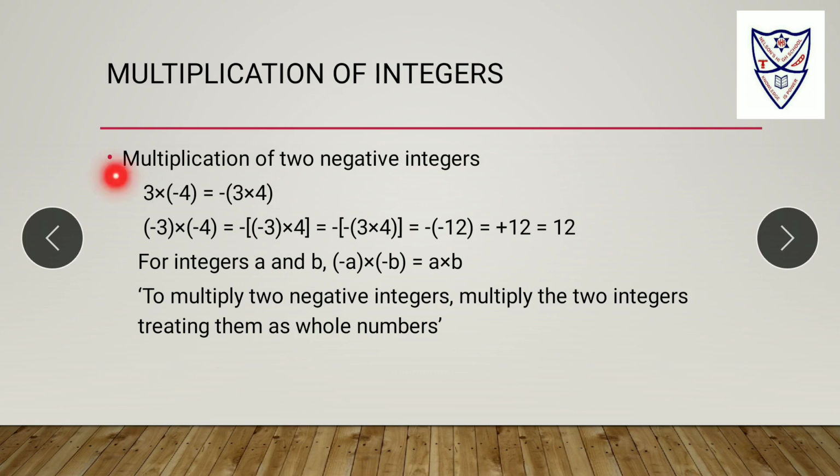Next, multiplication of two negative integers. Now as we have learned, 3 multiplied by minus 4 means we have to take the minus sign out, and inside 3 multiplied by 4. Now we will use this method to solve multiplication of two negative integers. For an example, minus 3 multiplied by minus 4. So first we will take out the minus sign of minus 4. So minus, in the big bracket, minus 3 multiplied by 4.